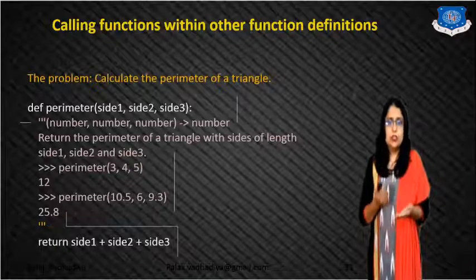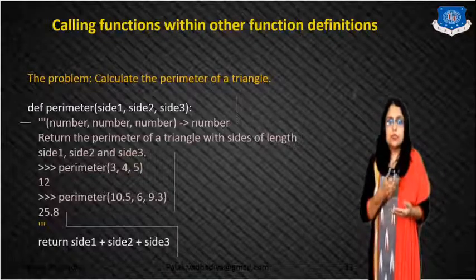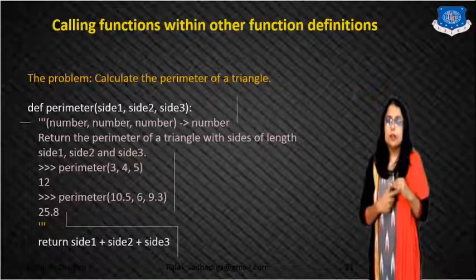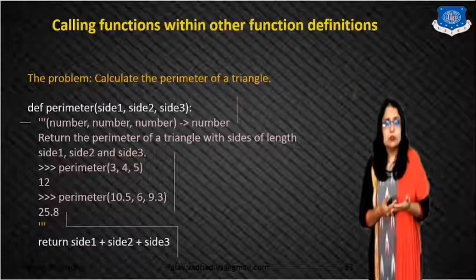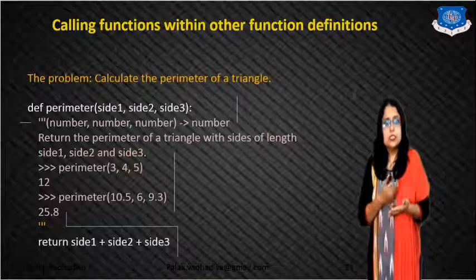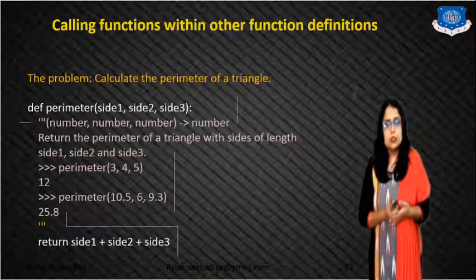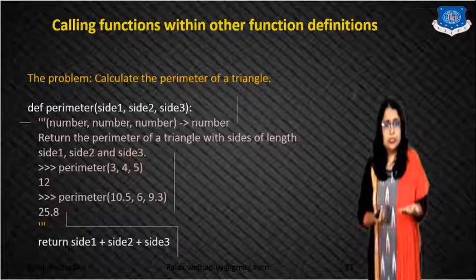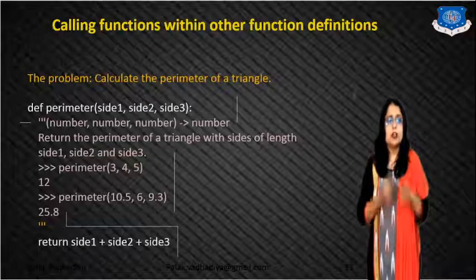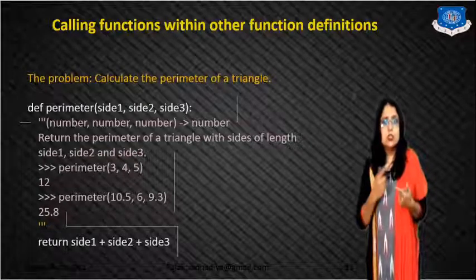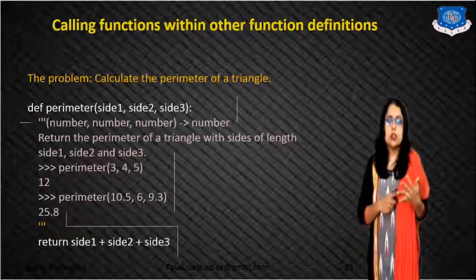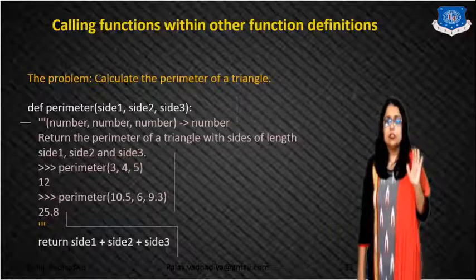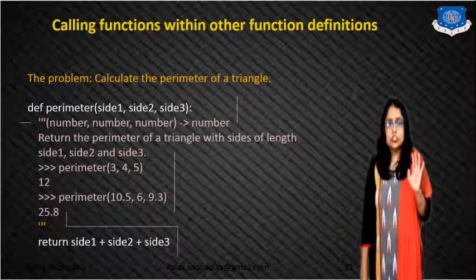Now we have to write down one or two examples. The first example is perimeter, and I am passing the three values 3, 4 and 5. We know that to find the perimeter of the triangle, we have to add these values, that is 3 plus 4 plus 5, that is nothing but 12. Now consider the second example. In the return statement, we have to write down the equation, and the equation is side 1 plus side 2 plus side 3.